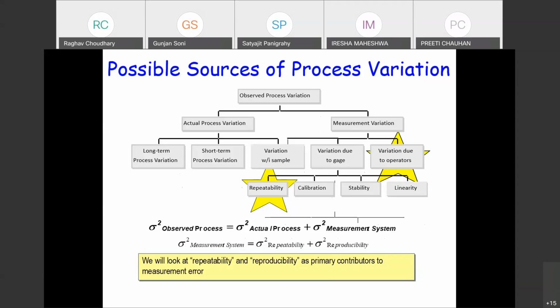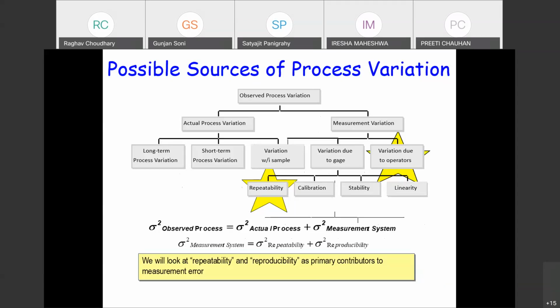repeatability. So this repeatability is something which is not easy to handle. So it has been taken separately. Now, considering and assuming that stability, linearity, and calibration have been taken care of, we calculate sigma square, which is the variance of the observed process.